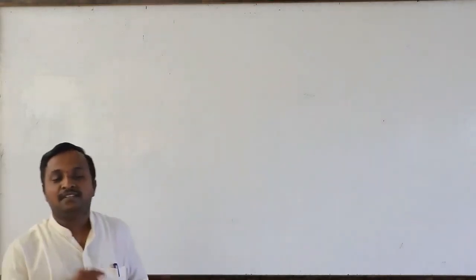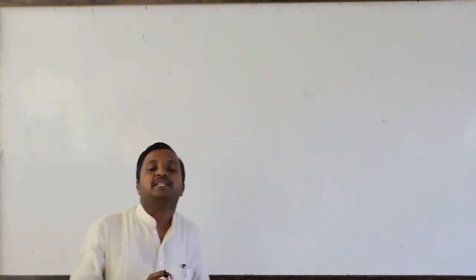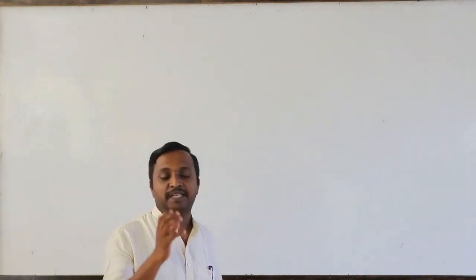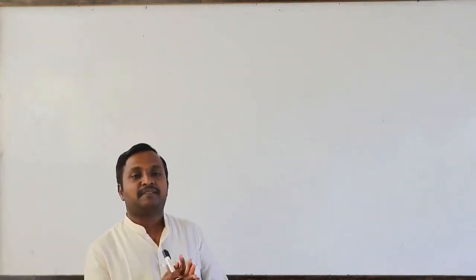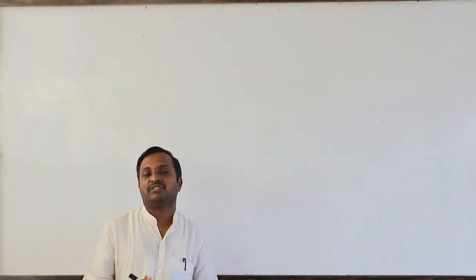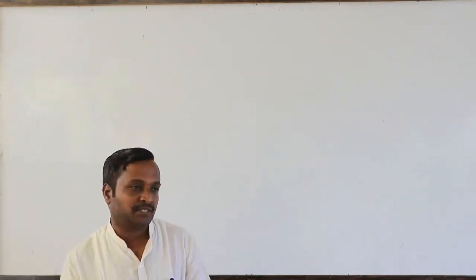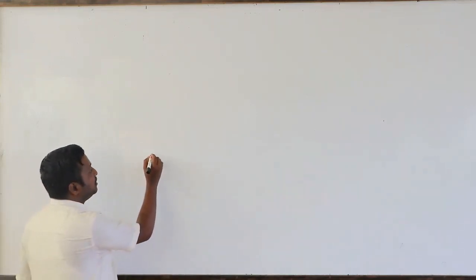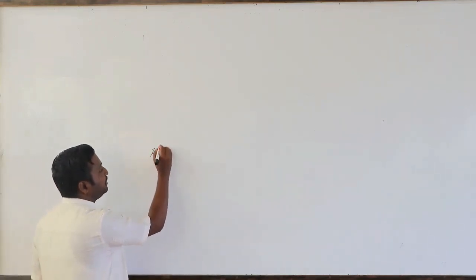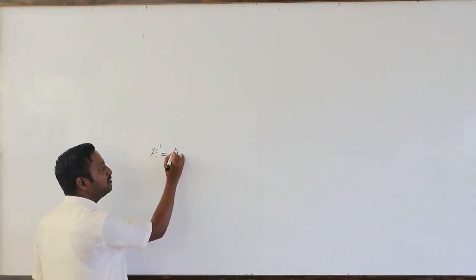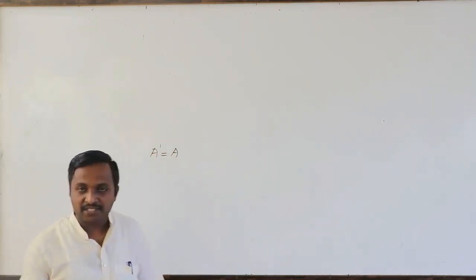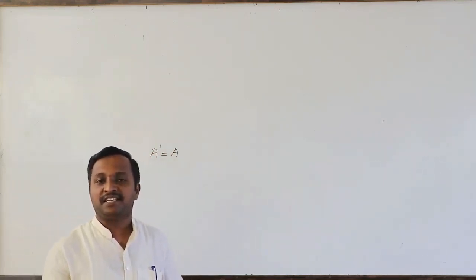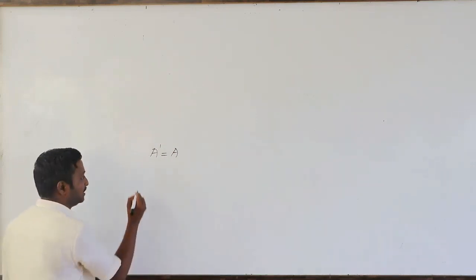Dear students, in the last class so far, we discussed symmetric matrix and skew symmetric matrix definitions along with some standard examples. What do you mean by symmetric matrix? A matrix is said to be symmetric if A dash is equal to A. What is A dash? A dash is nothing but a transpose of a matrix.